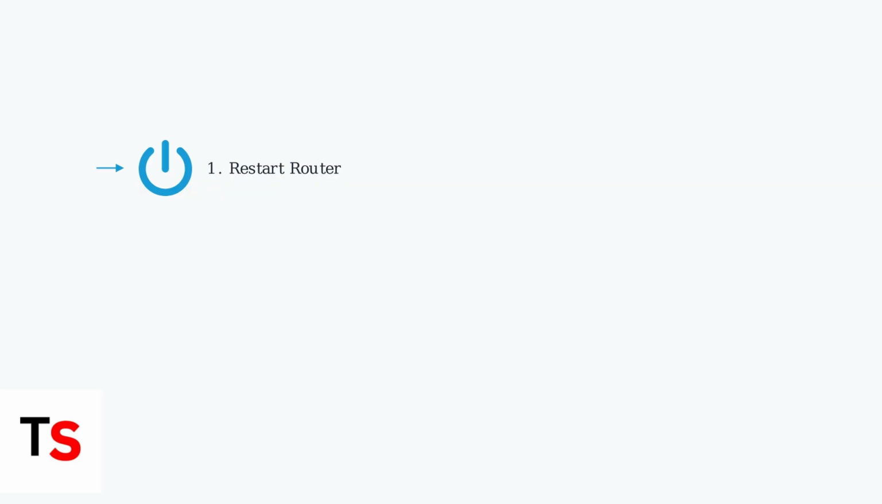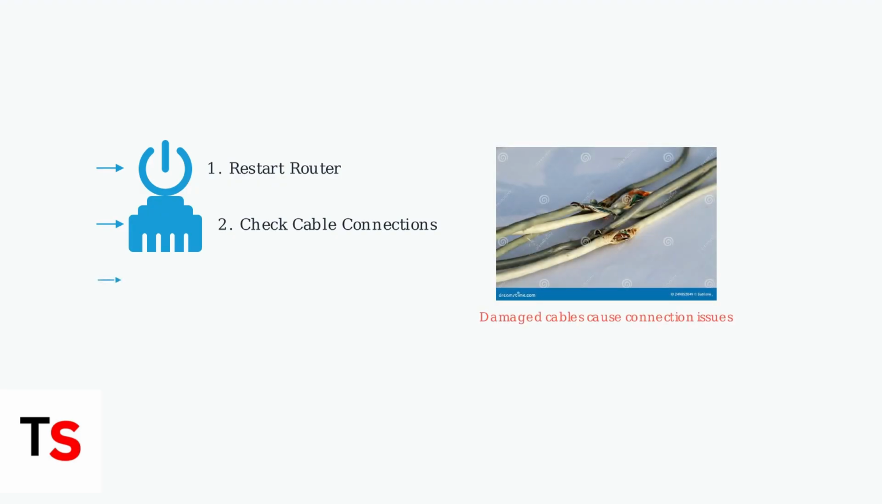First, restart your router by unplugging it for 10 seconds, then plugging it back in. Next, check all cable connections. Make sure Ethernet cables are firmly connected and not damaged. Also check if your internet service provider is experiencing outages in your area.